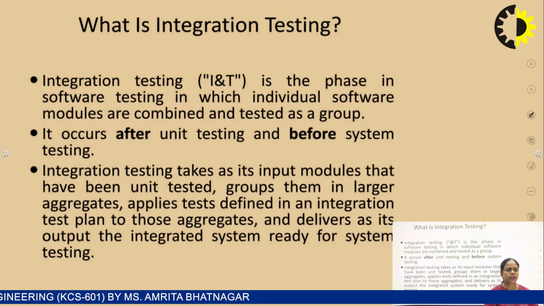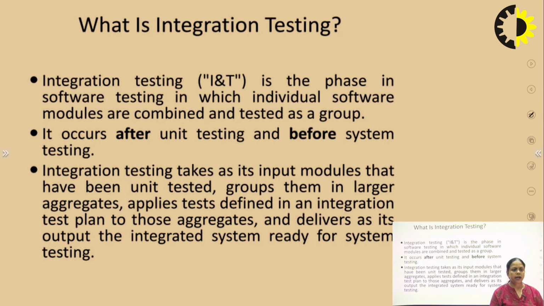Integration testing takes as its input modules that have been unit tested, groups them into larger aggregates, applies tests defined in an integration test plan to those aggregates, and delivers as its output an integrated system ready for system testing. So in integration testing, we integrate the different modules, give inputs to these integrated modules and check the outputs. Is it working properly or not?